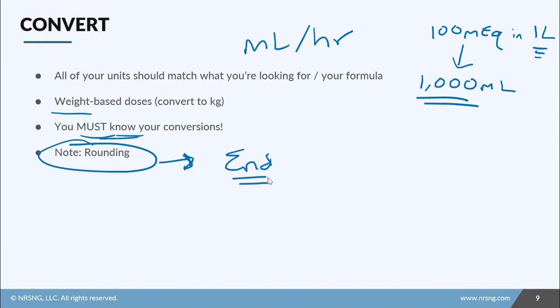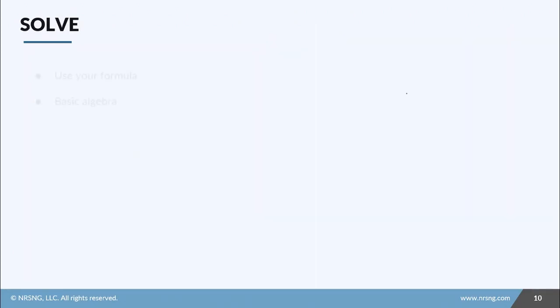So now we've identified all of our variables, what formulas to use, and we've done our conversion to get everything into the units we're looking for. So once you have that information, we need to solve. So we're going to use our formula. So for this example, we need to first determine how many milliliters we're going to give and then what rate it's going to be at.